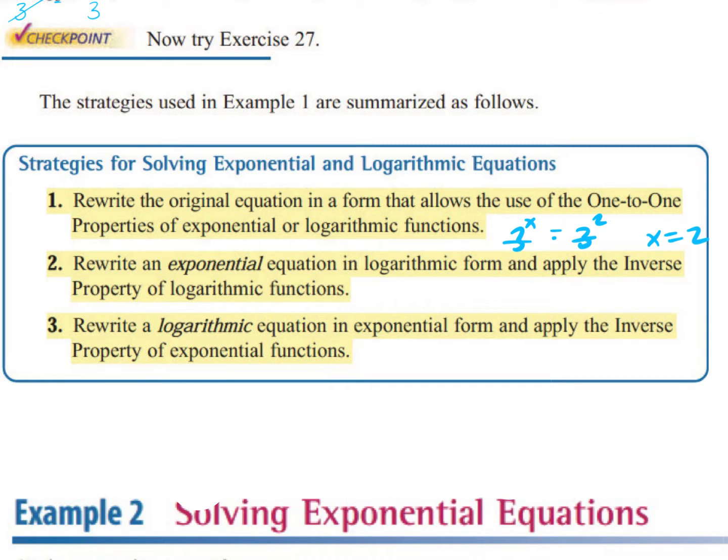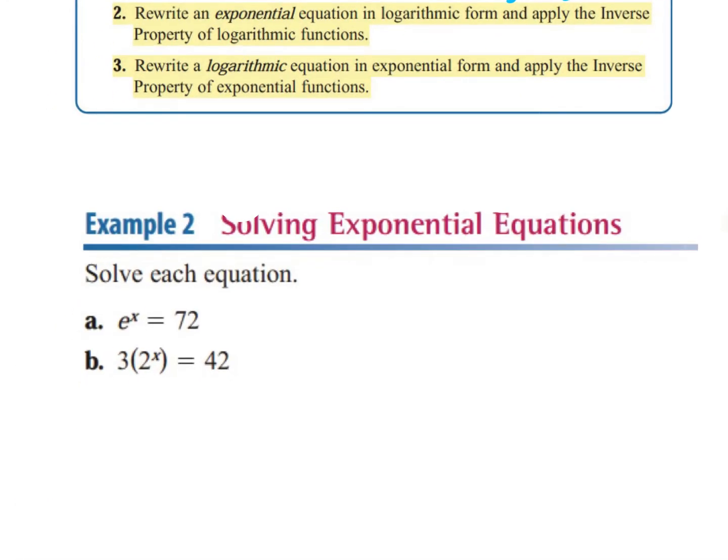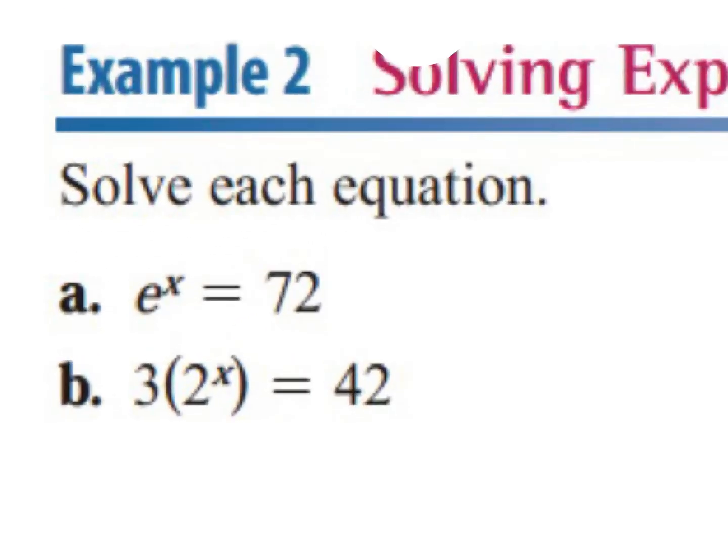If you can't use the 1-to-1 properties, then rewrite the exponential equation in log form and apply the inverse property, or rewrite the log equation in exponential form and apply the inverse property. So let's look at A. My x is in the exponent, so how can I solve? I can take the ln of both sides.